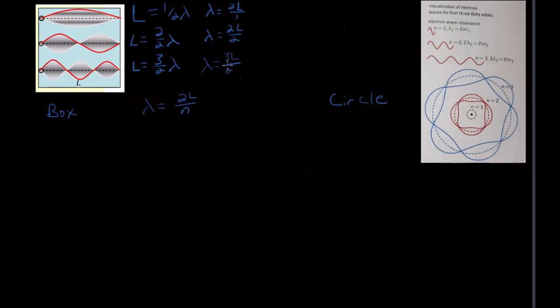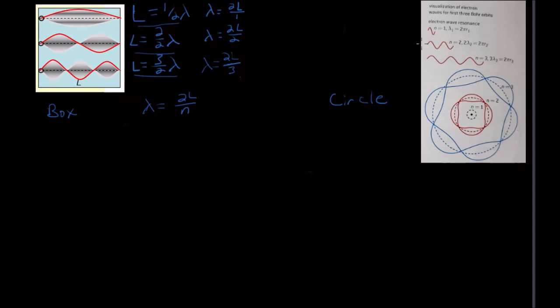Let's see. I keep doing this one backwards. I am sorry. This should be 2L over 3. All right, so there's our quantum numbers, 1, 2, 3. And all I did was just take these equations and rearrange them. All right, so the wavelength is 2L over 3.